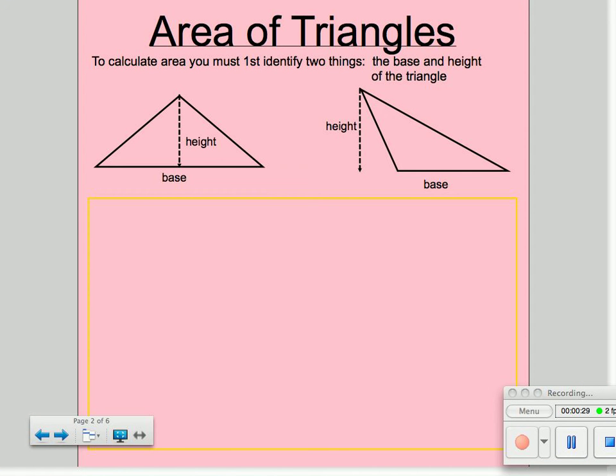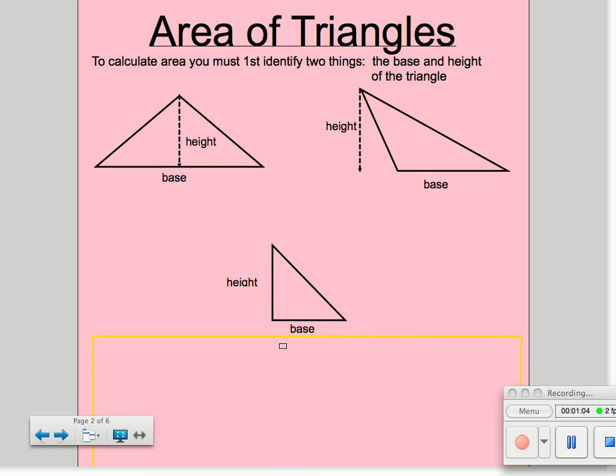With these two triangles you see here, you can see very often they're going to put in a dashed line, and that dashed line always comes down to the base. So that dashed line is known as our height, and it comes down to our base. Now in this obtuse triangle on the right, you can see something similar happening, except our height is outside the triangle. However, it's still our height, and it still comes down to our base. So those are the two things that you need to identify in order to calculate area of a triangle.